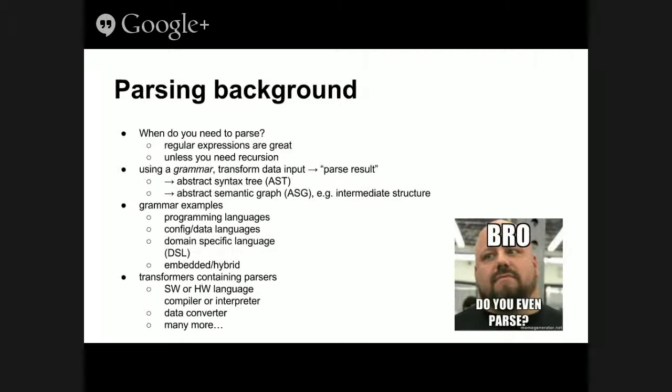So, then the other term you might see is abstract semantic graph, and that's just kind of a general term of saying, hey, this is just some other form of data that you've turned this into. It's not necessarily just a raw AST.